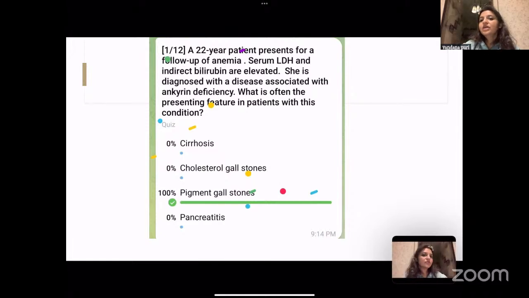The next question was an easy question. It was a simple question: if a person has an Ankyrin deficiency, and Ankyrin is one of the most common deficiencies in hereditary spherocytosis, what will be the typical presentation? Remember, this is a case of hemolytic anemia, and any case of extravascular hemolytic anemia usually presents with pigmented gallstones. So that's the answer to this question. It is pigmented gallstones.